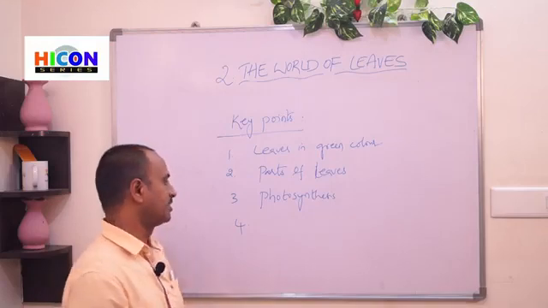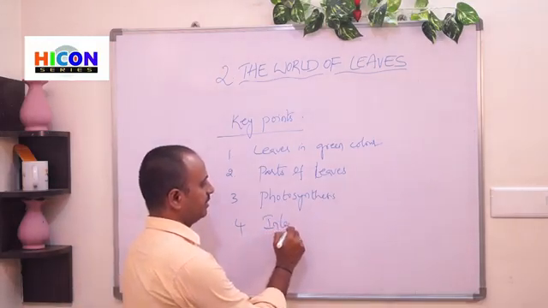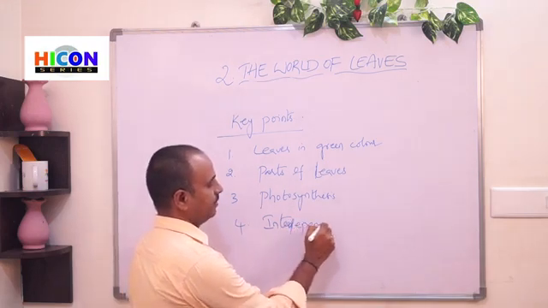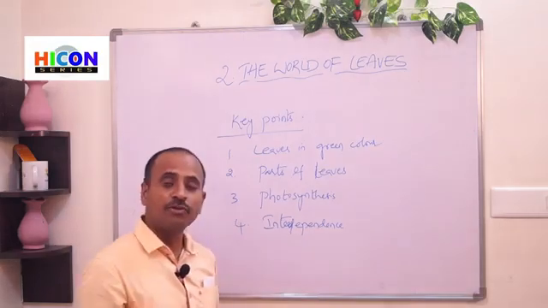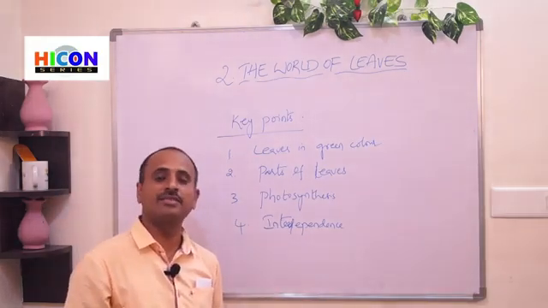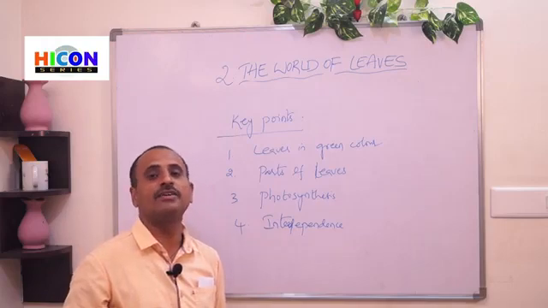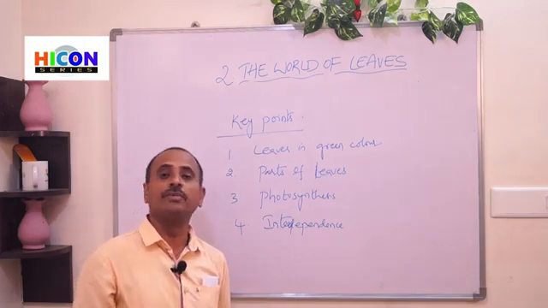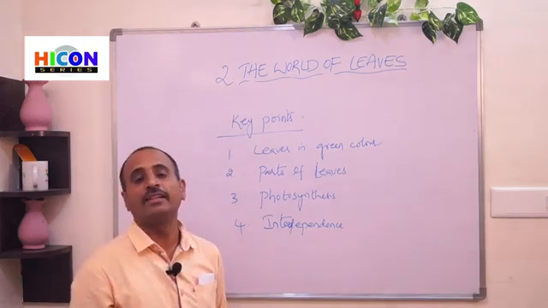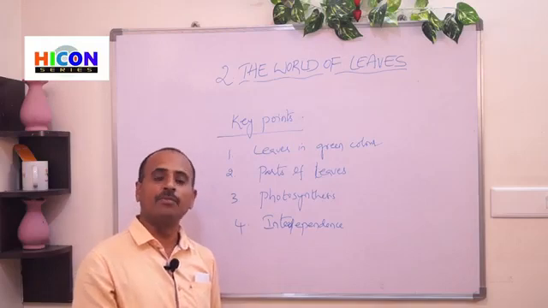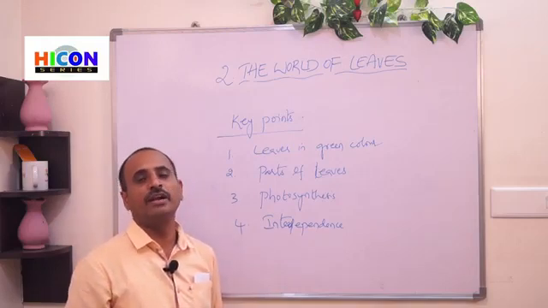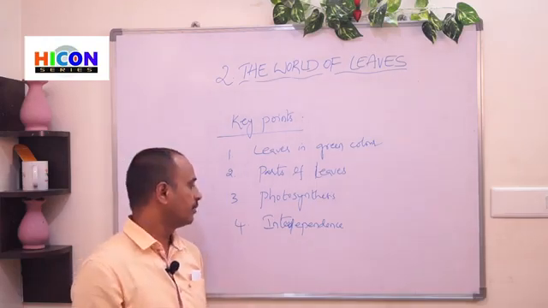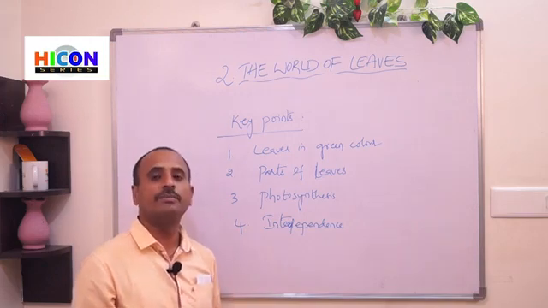Another one is the interdependence between plants and animals. Plants and animals are both dependent upon each other. Why? Because plants give food and oxygen to the animals, and animals give carbon dioxide to the plants. The carbon dioxide given out by the animals is used by the plants for preparing food, and the oxygen given out by the plants is helpful for the animals for their survival. Also plants give food like fruits and vegetables. In this way, both plants and animals are interdependent.